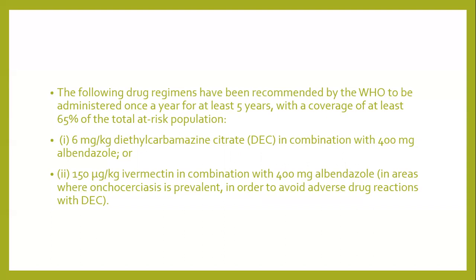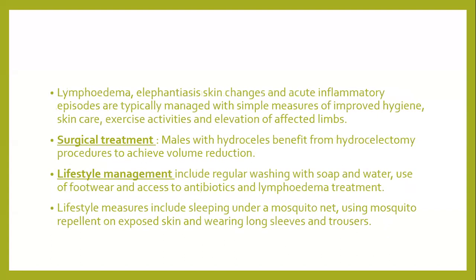But 400 mg albendazole is present in both. Ivermectin is given in those areas where both onchocerciasis and filariasis are prevalent, while in those areas in which onchocerciasis is not prevalent, diethylcarbamazine and albendazole is the better combination.